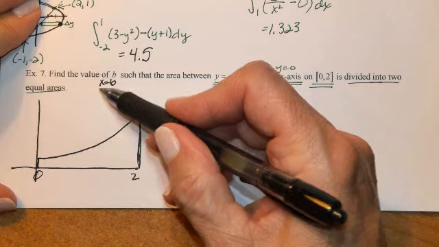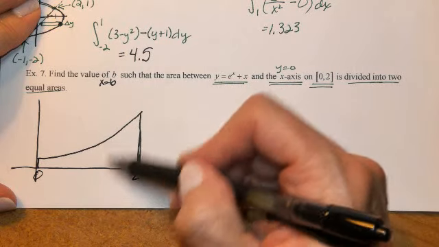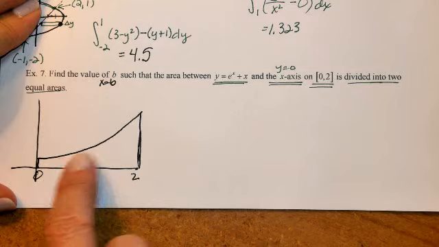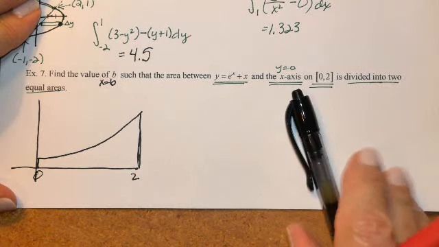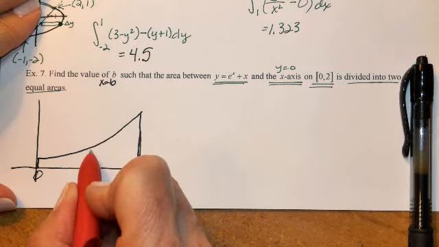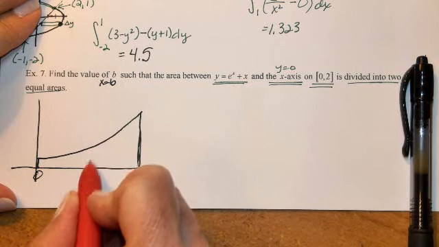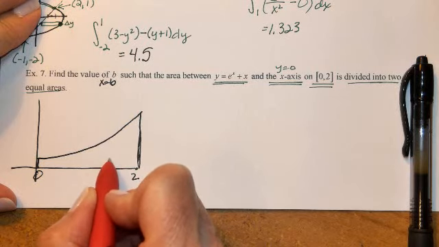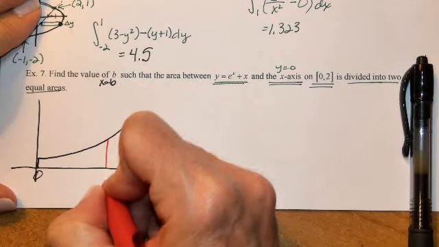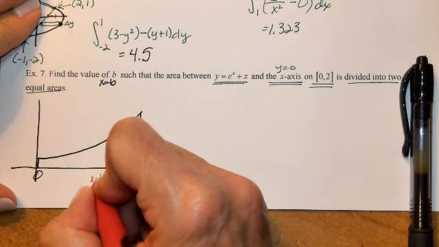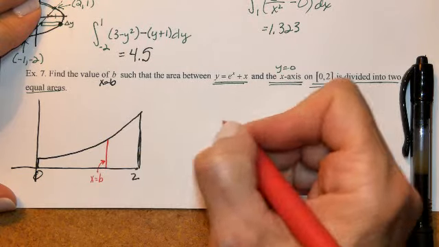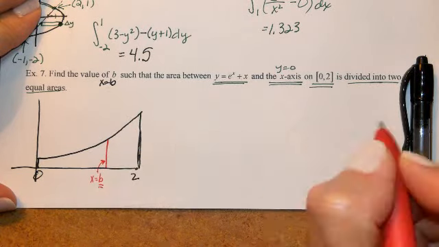So we want a vertical line, x equals b. We want a vertical line that divides this region into 2 equal areas. Where about will that be, just visually? Well, it certainly wouldn't be over here, and it wouldn't be halfway. It would not be at 1. It would be somewhere to the right of 1. Do you agree? Somewhere here. That would be x equals b. We want to know what is b.